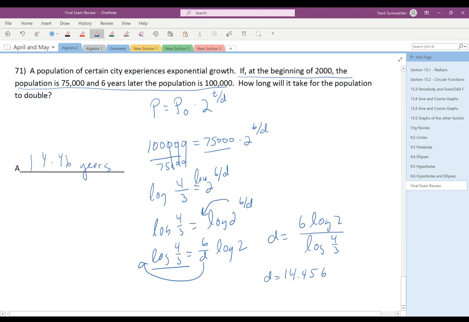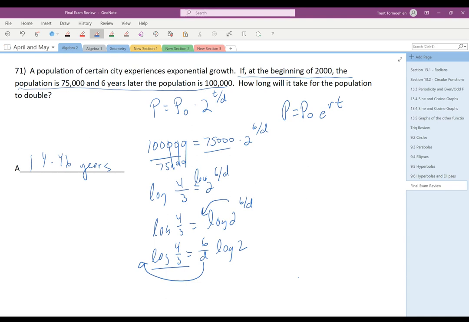Now, like I said, you could have used e as well. If you thought to do e, you'd say P equals P naught e to the rt. Remember, r represents your unit time, which is going to be years, continuous growth. So we do the same thing we did: we say 100,000 equals 75,000 e to the r times 6. And that allows us to calculate.